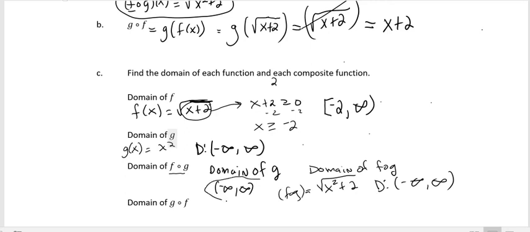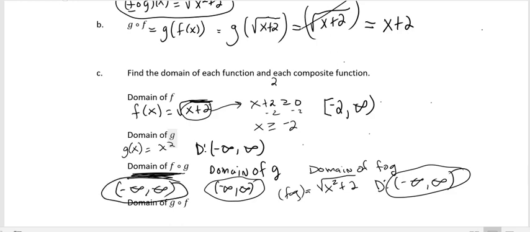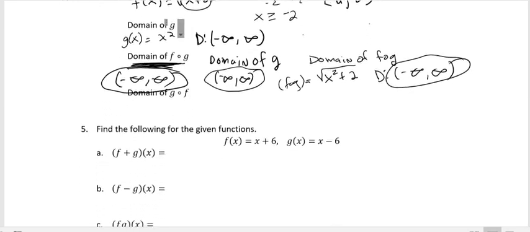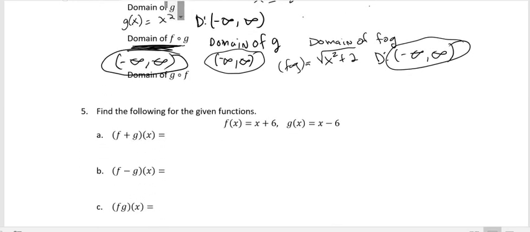Now your final answer is, what does this and this have in common? Everything, right? Because it's the same thing. So your final answer for the domain is going to be negative infinity to positive infinity. Sometimes that's not the case, which we'll see right now in the next one.